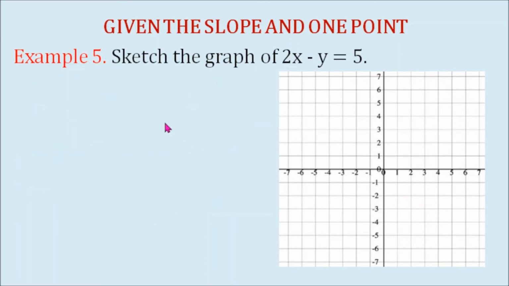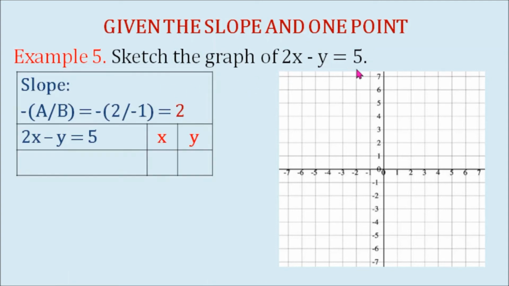Now, let's graph a linear equation using the slope and 1 point. Example number 5. Sketch the graph of 2x minus y equals 5. So here, we are going to find the slope first and then 1 point.